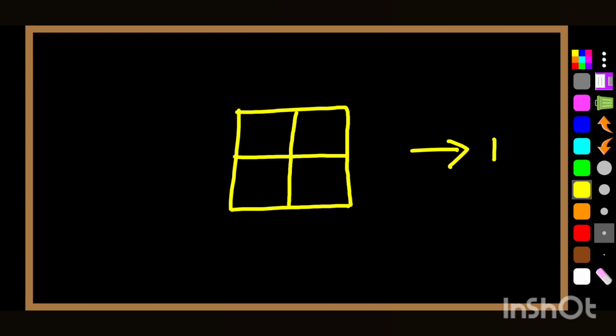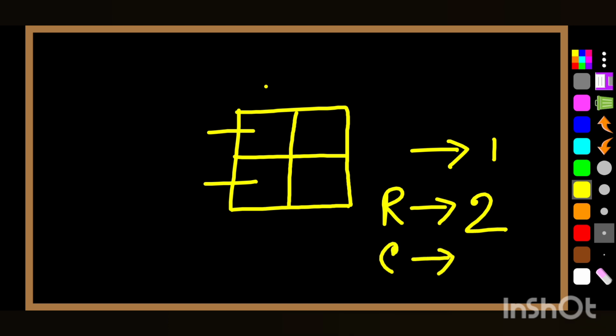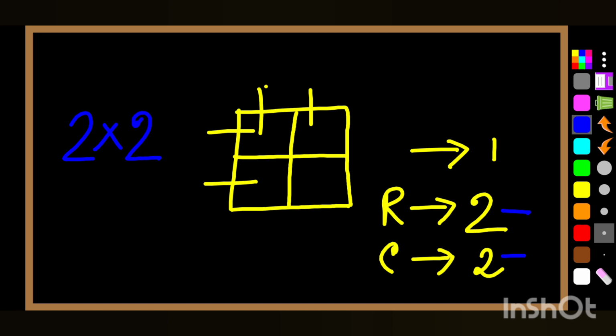First we will simply check how many rows there are in this figure. Here you can see we will get only 2 rows. Now we will count the number of columns. Here also we will get the same number of columns as rows. It will come 2 only. Now what will you do? For finding the number of squares, we will just multiply 2 into 2. These two will be multiplied.